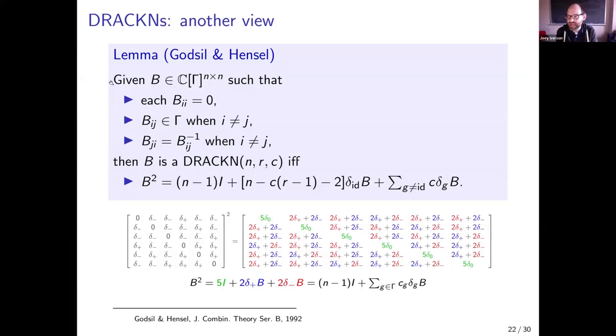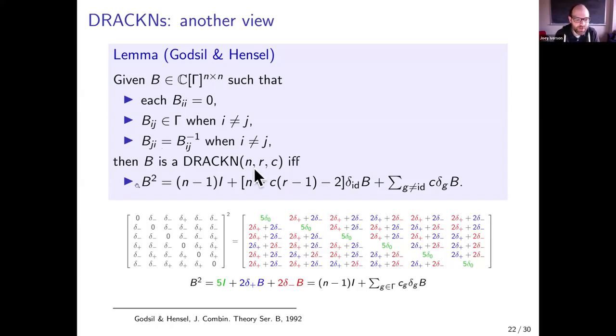So instead of squaring A, you could square B, is kind of the takeaway from this slide. And there's a condition you want there when you square B. So these are the first conditions that I insisted. I've got this matrix with entries in the group ring. It's got zeros on the diagonal. I'm in the group off the diagonal. I'm self-adjoint. So all that remains is this squaring condition.